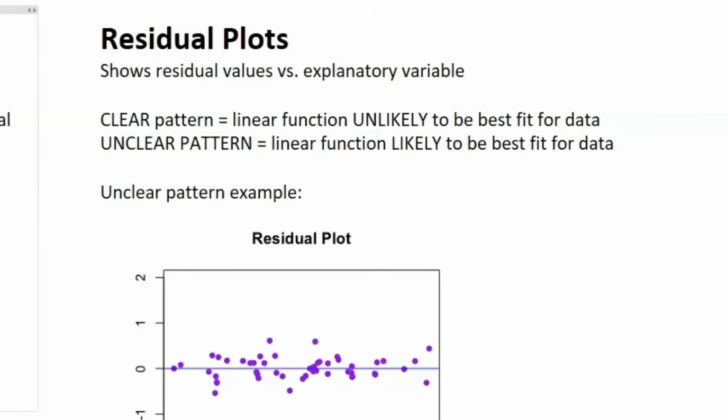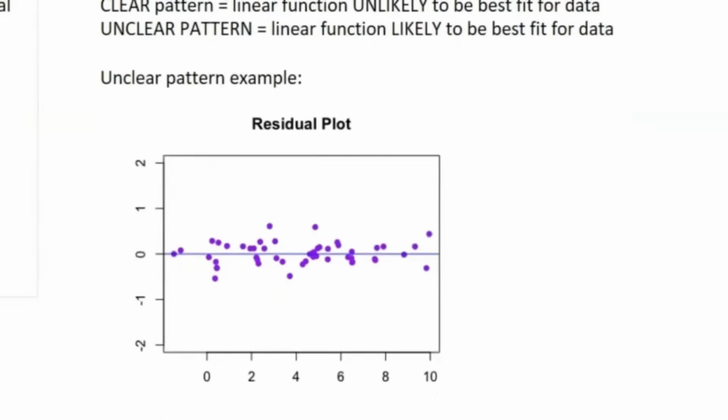It pretty much just plots residual values versus the explanatory or independent variable. If there's a clear pattern, that means a linear function is unlikely to be the best fit for the data. If there's no clear pattern, that means a linear function is likely to be the best fit. And here is an example of an unclear pattern. You can see it's pretty much random dots, so in this case a linear function would be likely.